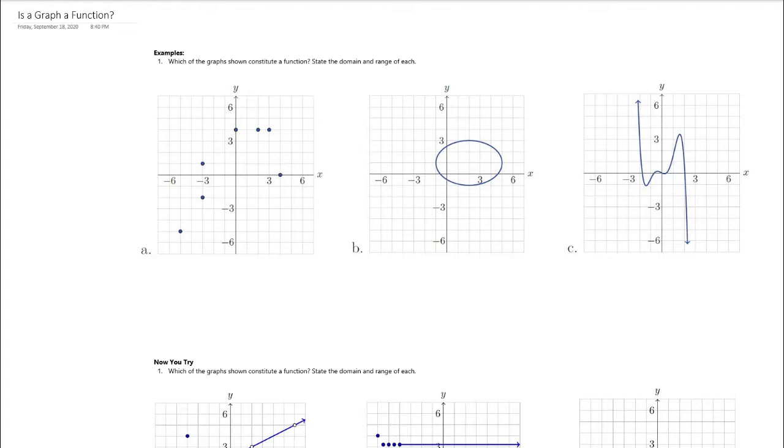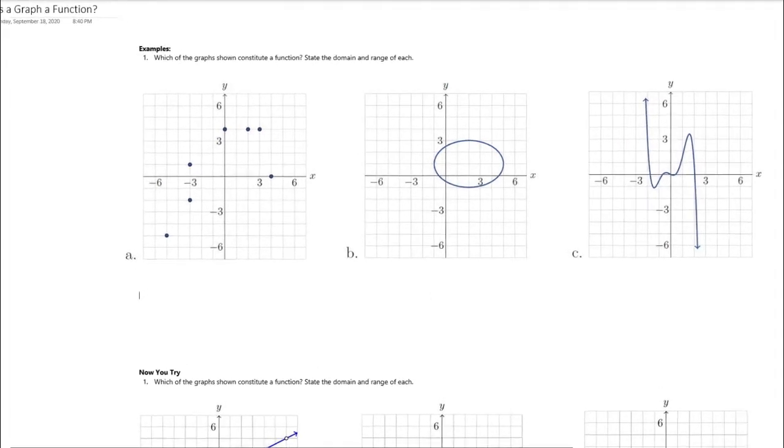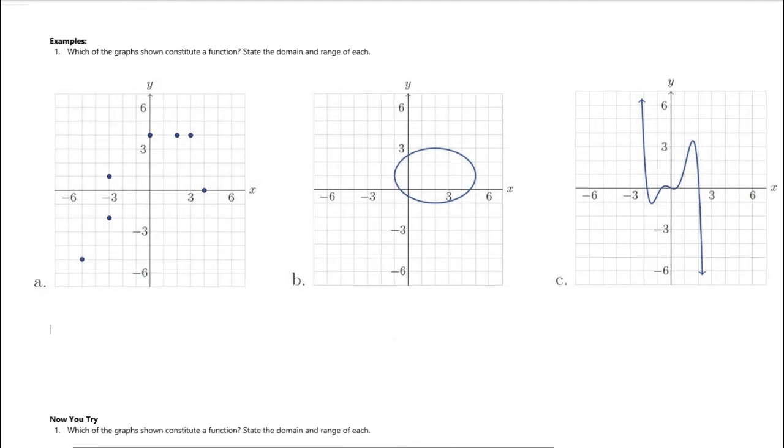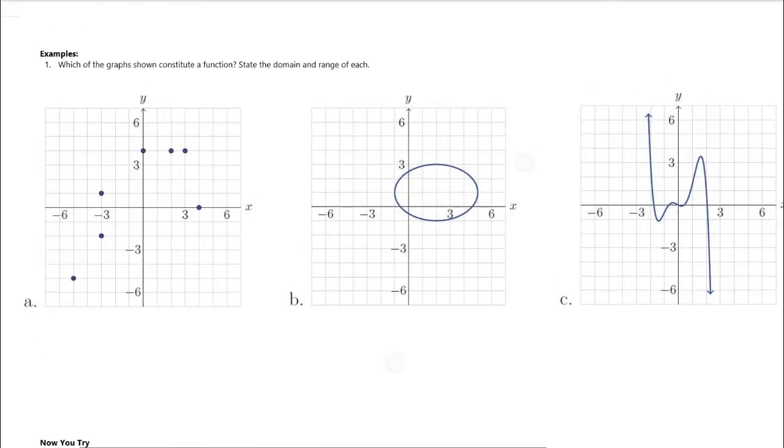We've done this with some sets of points and some tables. We've actually done it in the inverse direction, like is x a function of y or is y a function of x. In this video we're only going to determine if y is a function of x. If we think of x as the inputs and y as the outputs, does this graph constitute a function? Let's take a look at these three examples. This should go pretty quick.